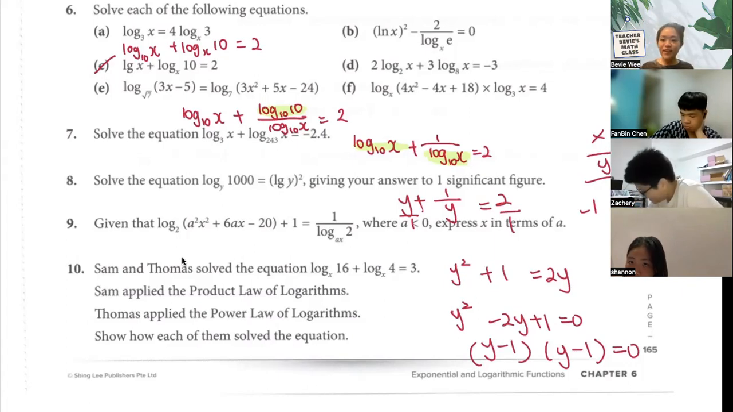Okay, come. Can I have a volunteer to help me change the base of the first one? The second term don't need to touch. The right hand side don't need to touch, right?